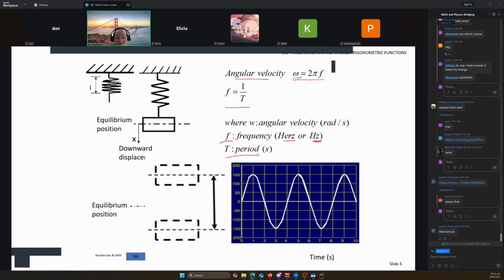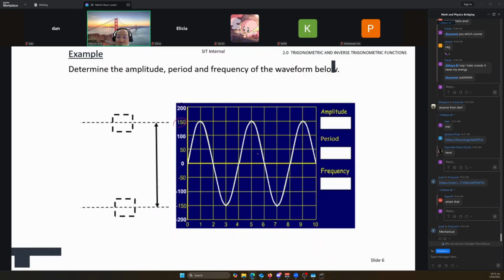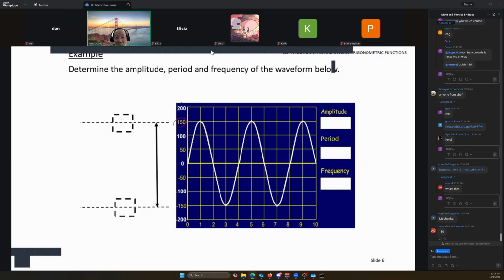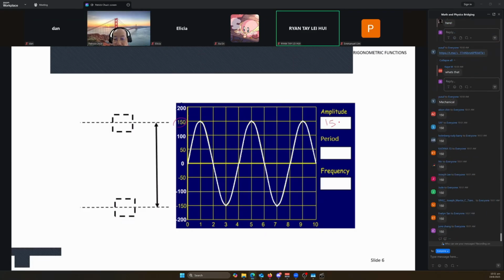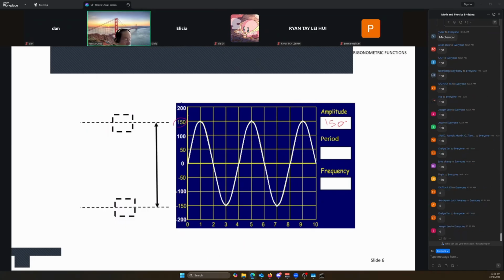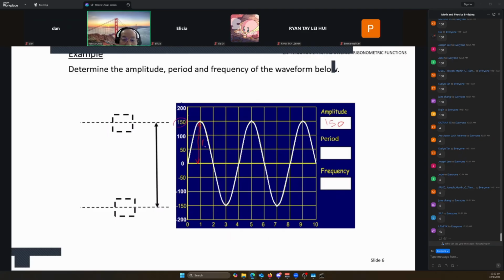So now, if you look at this waveform here, can you fill in the value in the white boxes? Looking at this waveform, what is the amplitude of this waveform? What do you think is the amplitude of this waveform? 150. Very good. What's the period of this waveform? 4 seconds. Okay, so for those who are not very sure, the amplitude of this waveform is from the x-axis to the peak. That is the amplitude. Okay, 150 units.